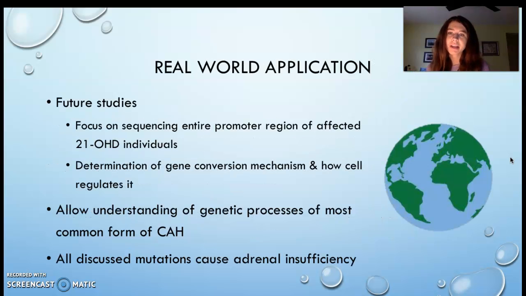So in a real-world application, I think future studies should really focus on sequencing the entire promoter region of affected individuals with 21-hydroxylase deficiency. And I think it would be really good to determine the actual mechanism of gene conversion and how the cell regulates it, just to see if what I concluded was indeed correct. I think the study was really helpful in that it allowed me to understand the genetic processes of the most common form of congenital adrenal hyperplasia, and all the mutations I discussed will cause adrenal insufficiency.